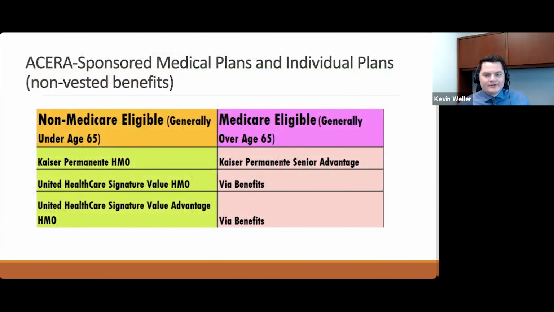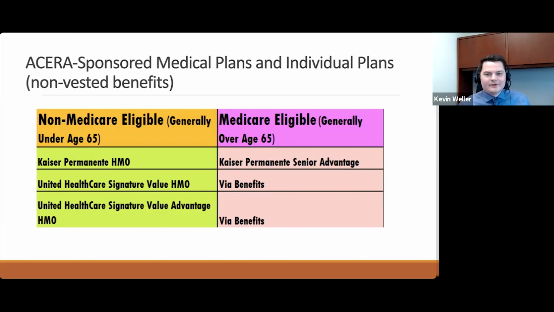Okay, so let's talk about Sarah's group plans and what you need to know for switching when you turn 65 or when you become Medicare eligible, right? So our sponsored group plans when you're under 65 are our Kaiser Permanente HMO plan, which some of you may be enrolled in. And then some of you may also be enrolled in our United Healthcare Signature Value HMO plan and United Healthcare Signature Value Advantage HMO plan. So it's two different types of the United Healthcare plans that we offer.